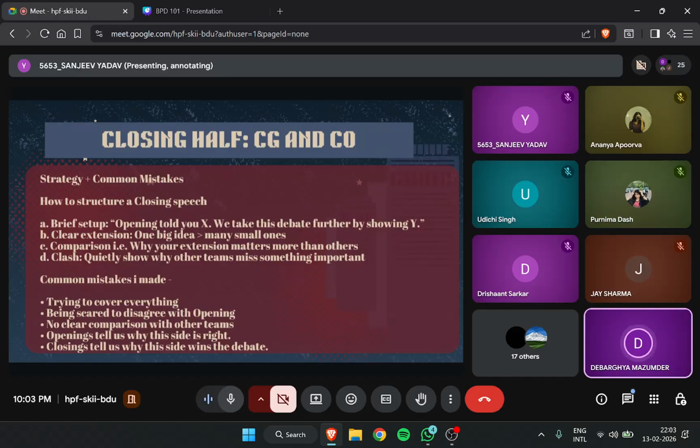I'll just frame it with an example for better understanding. Before I go ahead, you just need to understand what a closing extension looks like with some example. The motion is: this house would ban private tuition. If I go as the opening, I will simply talk about access and inequality, stress on students, rich students getting ahead. So what could the closing extension be? I can go ahead and introduce new stakeholders, a new mechanism. How so? The new extension I provide is the impact on the teachers and education quality in the very first place, which the opening bench never interacted with.